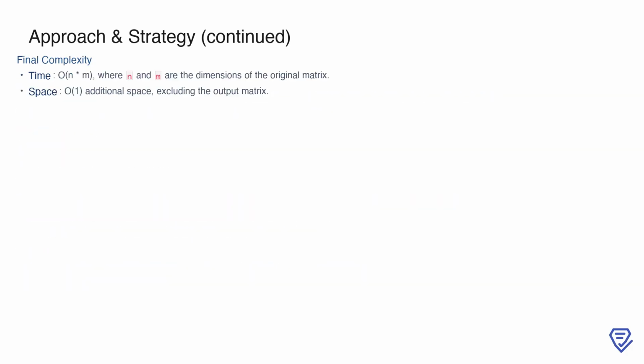Finally, let's summarize the complexity of the chosen approach. The time complexity is O(n*m), where n and m are the dimensions of the original matrix. This is because each element is visited exactly once during the traversal. The space complexity is O(1) additional space, as no intermediate structures are used other than the output matrix itself. This makes the method highly efficient for practical use cases while ensuring that resources are utilized optimally.